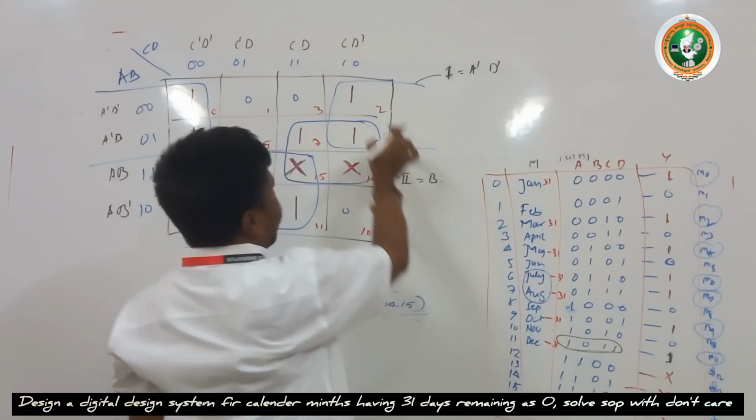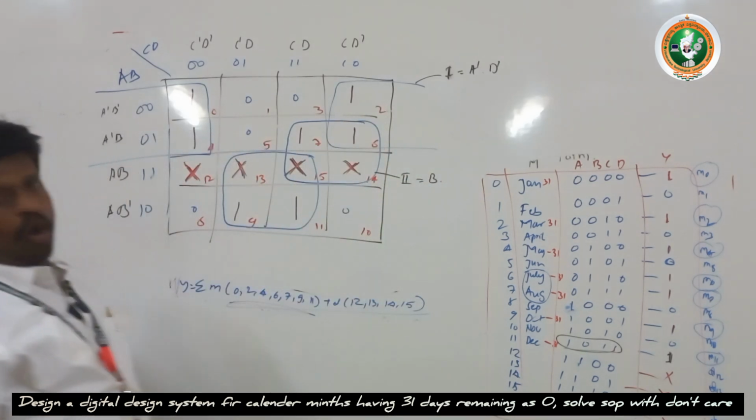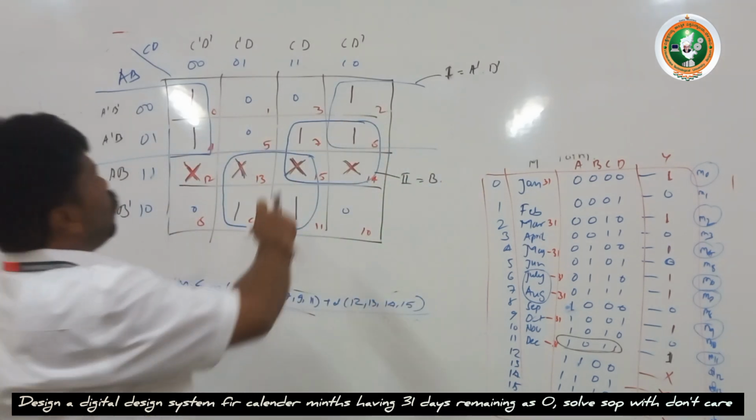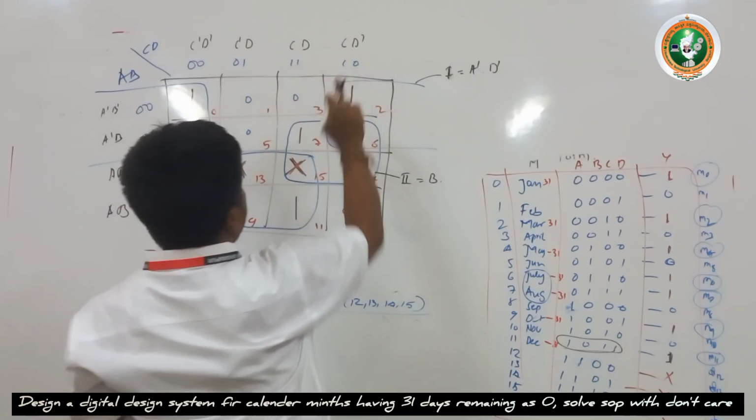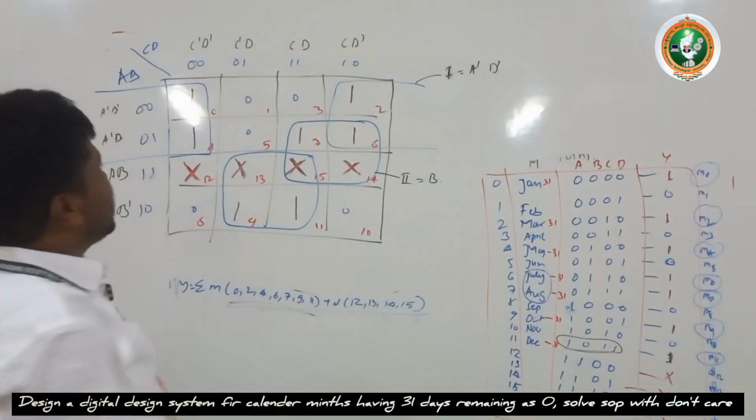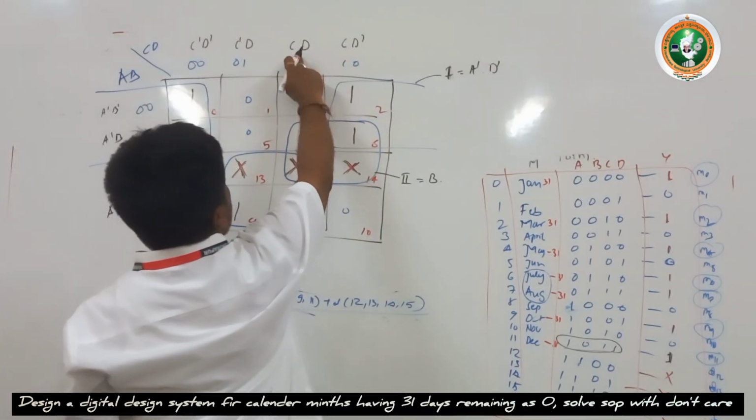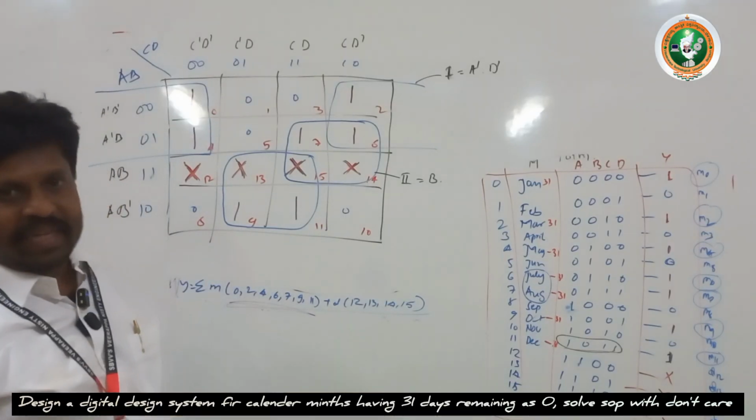I have to go with the column side. This group belongs to how many columns? Two columns are there. Which are those? The third and fourth columns. In this, C is not changing its state. Look, C is not changing its state.